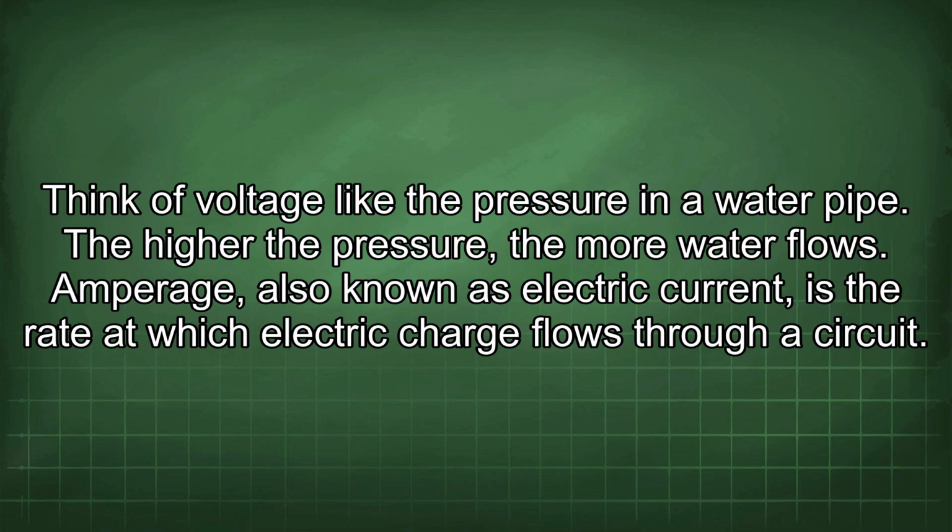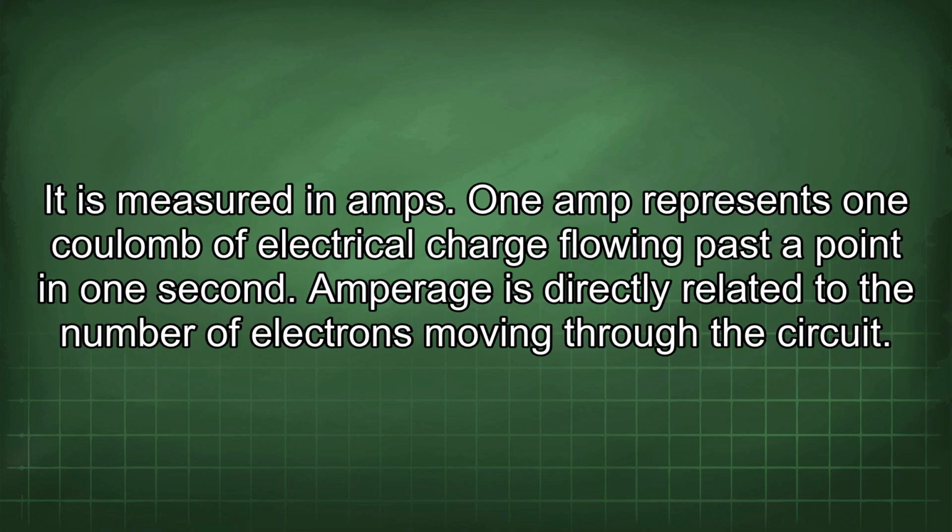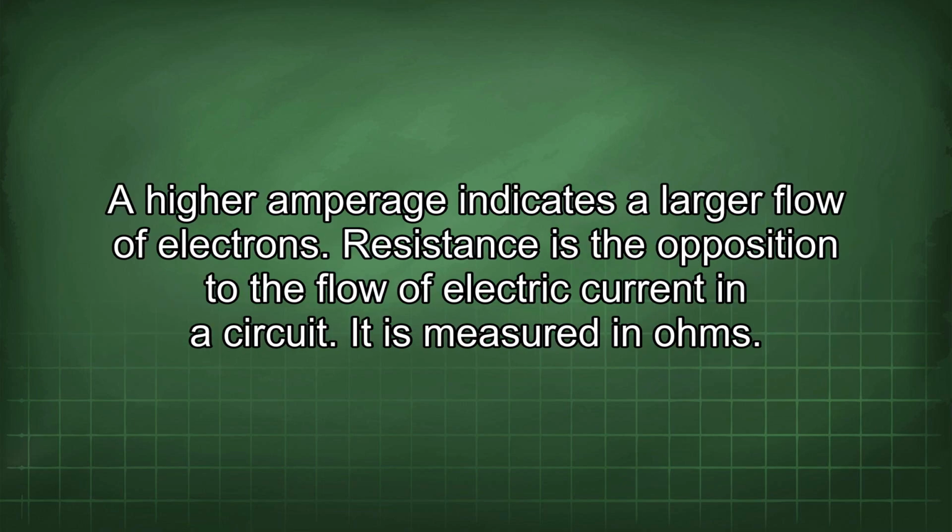Amperage, also known as electric current, is the rate at which electric charge flows through a circuit. It is measured in amps. 1 amp represents 1 coulomb of electrical charge flowing past a point in 1 second. Amperage is directly related to the number of electrons moving through the circuit. A higher amperage indicates a larger flow of electrons.